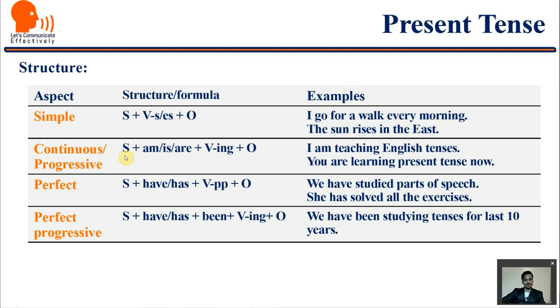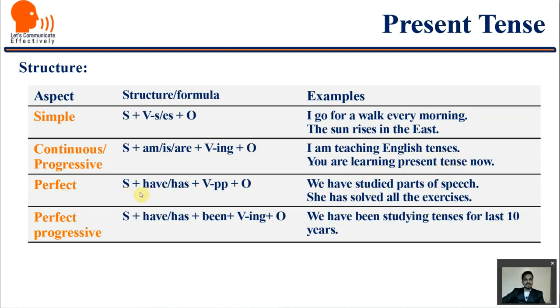Continuous or progressive: subject plus am, is, are plus verb dash ing, that is, the ing form of the verb, and object. And I hope you know, I am, we are, you are, he, she, it is, they are. I am teaching English tenses. You are learning present tense now.